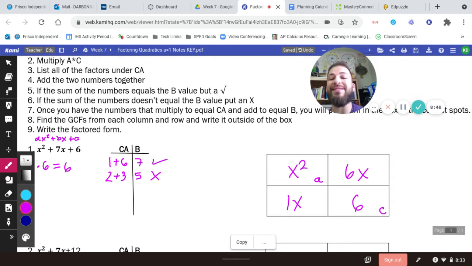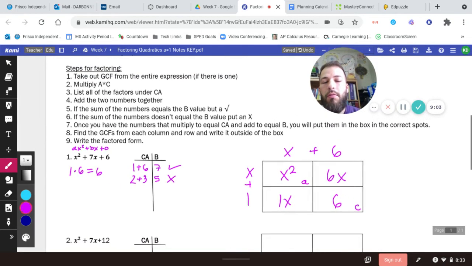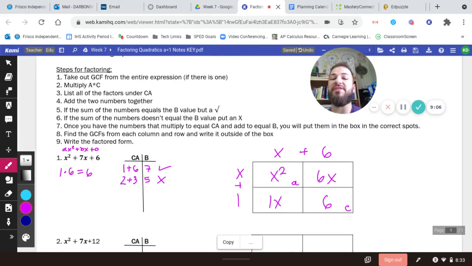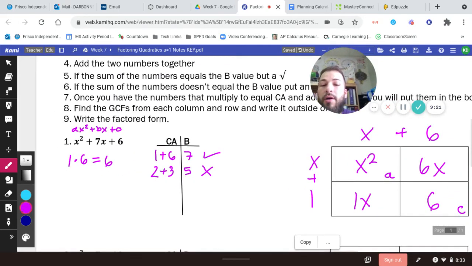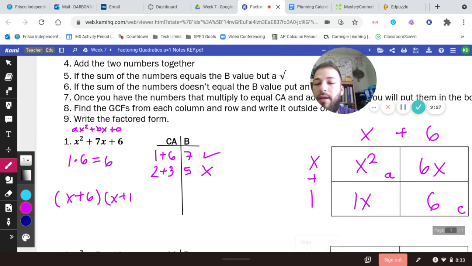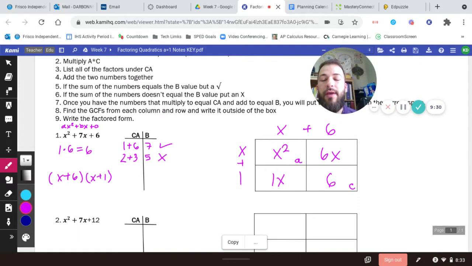Because 1x plus 6x should equal 7x. And now this gives us our factors. So notice how, just like we've done the box method before, x times x is x squared, x times 1 is 1x, x times 6 is 6x, and 1 times 6 is 6. So our factors for this one are x plus 6 and x plus 1. Okay, and that is the CAB method.